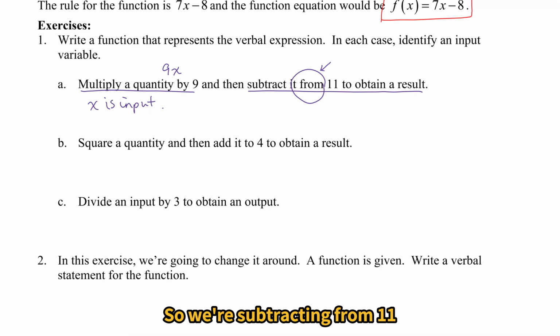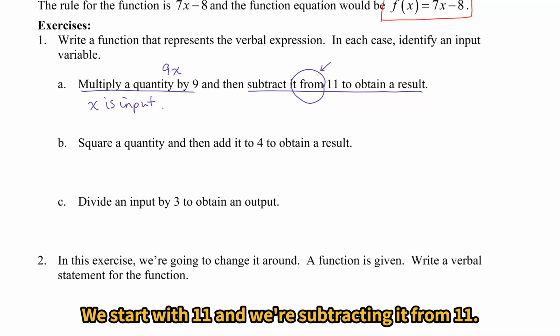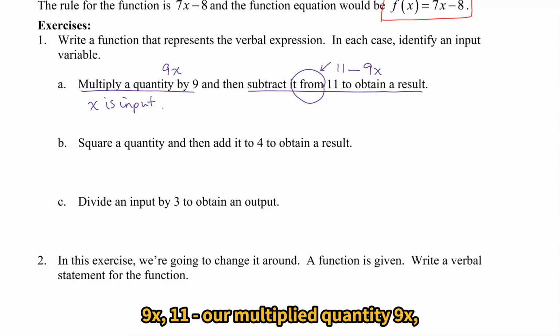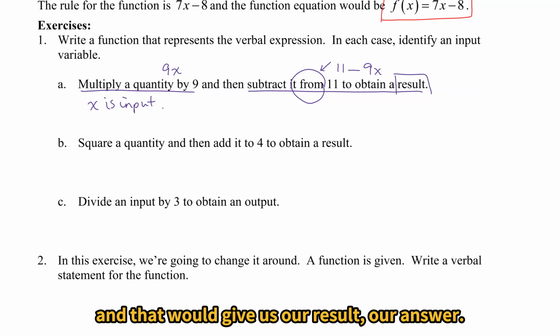So we're subtracting from 11. We start with 11 and we're subtracting it from 11. And so that would mean we have 11 minus the result, 9x. 11 minus our multiplied quantity, 9x. And that would give us our result, our answer.